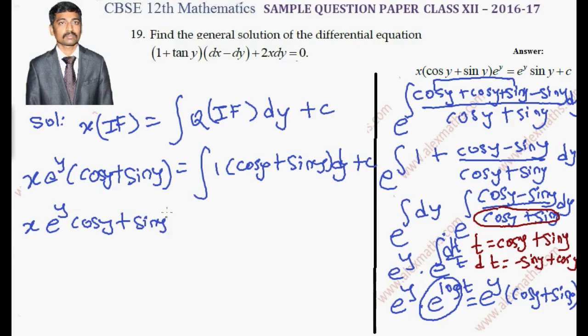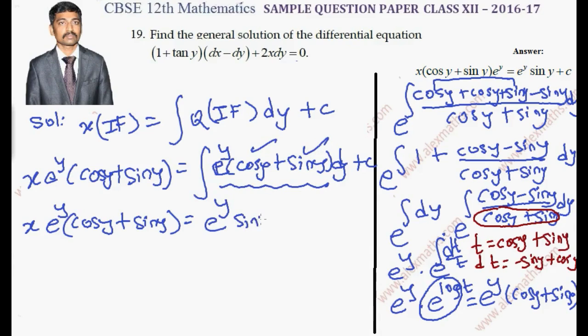equal to the integration of e^y (cos y + sin y). We have one more e^y also here. This entire thing is of the form e^x [f(x) + f'(x)]. So e^y, and when this is f(x), this is f'(x). So the answer is only e^y sin y + c.